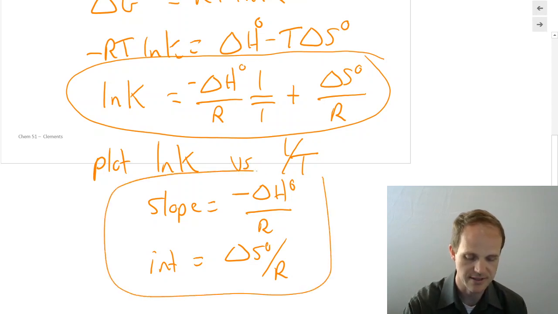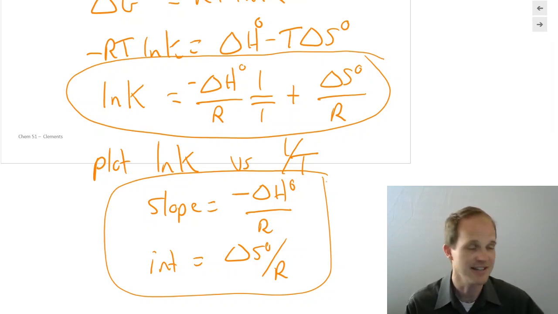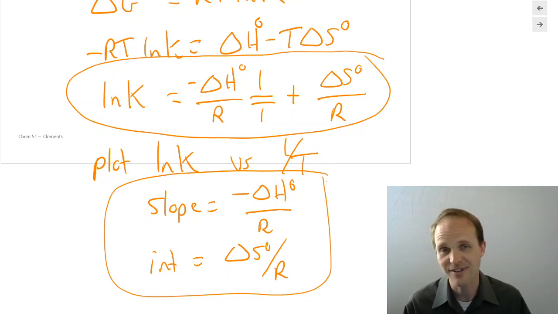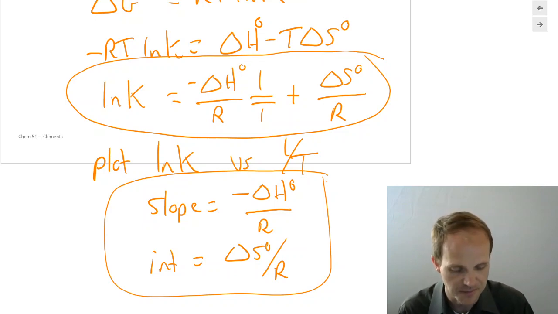So we can use this, plotting the equilibrium constant as a function of temperature, in order to find delta H and delta S. That's really cool. I think it's really neat that we can find those things. So we're going to do an example first, and then we will let you try it.